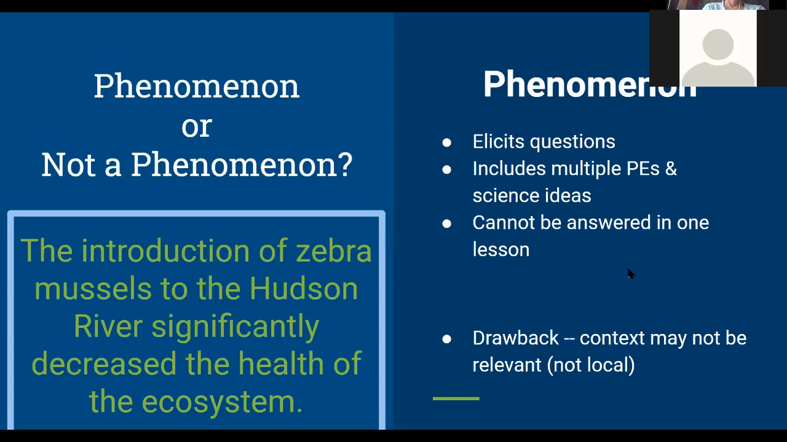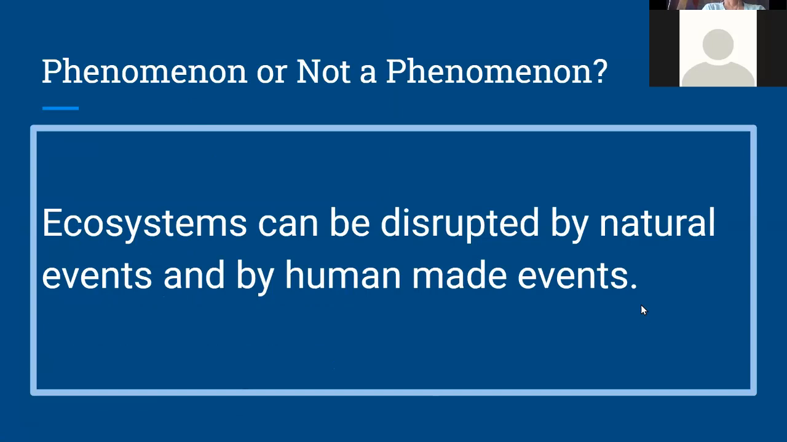So let's try another one. Ecosystems can be disrupted by natural events and by human-made events.